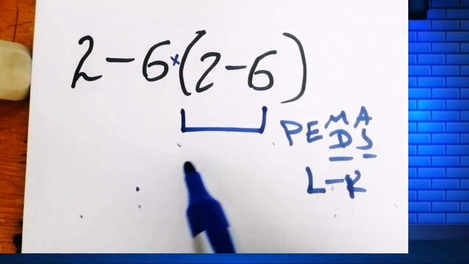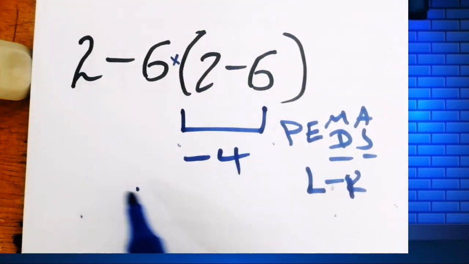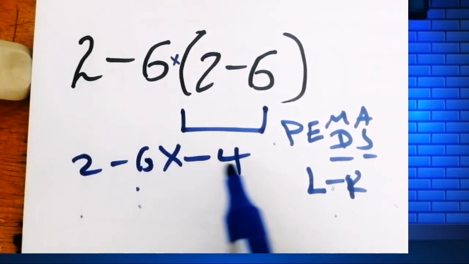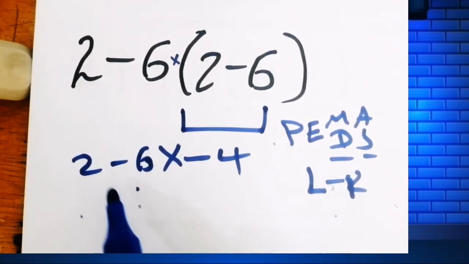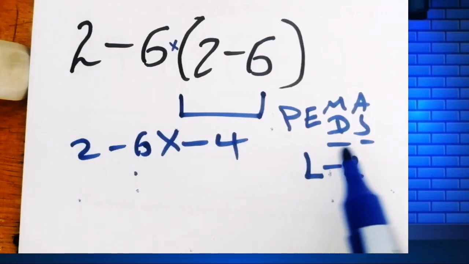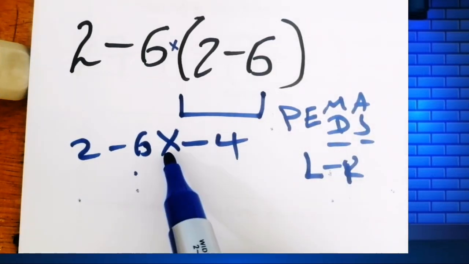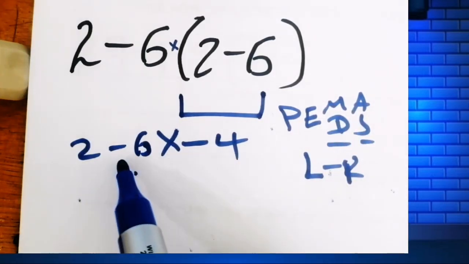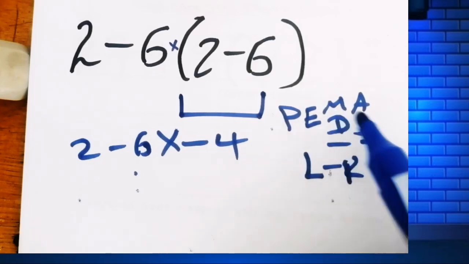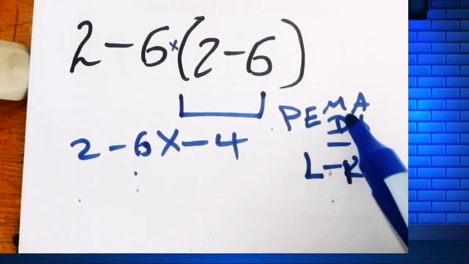2 minus 6, which equals negative 4. Okay, then 2 minus 6 times negative 4. Therefore here in this expression there is one subtraction and one multiplication. According to PEMDAS, multiplication has higher priority than subtraction, because multiplication comes before subtraction.